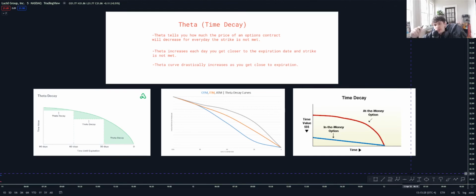In part 2, I'll be going over Vega, and then in part 3, I will be going over how Theta and Vega coincide with implied volatility and why implied volatility is so important with options contracts.